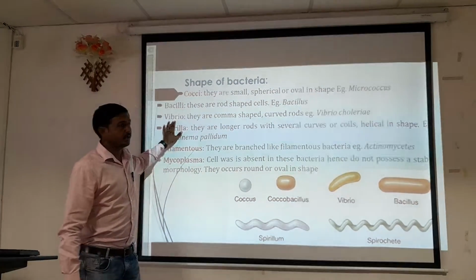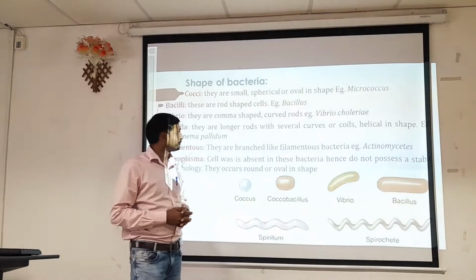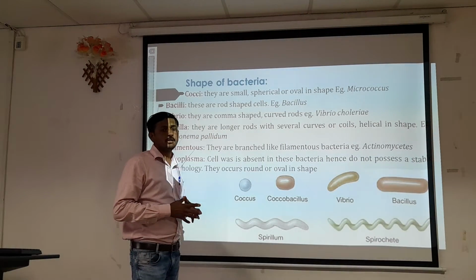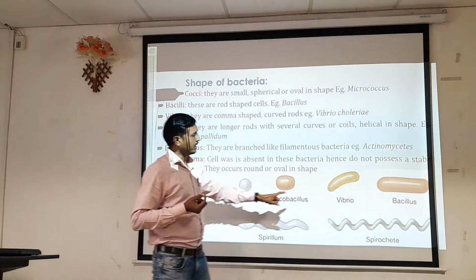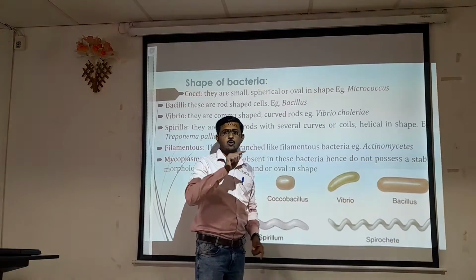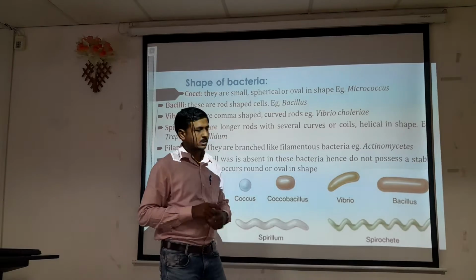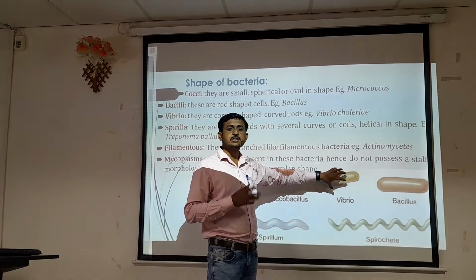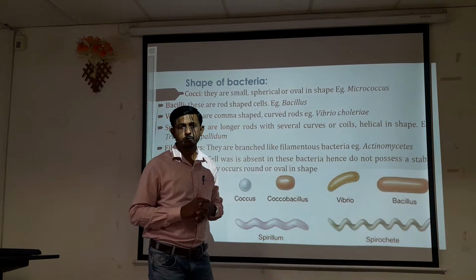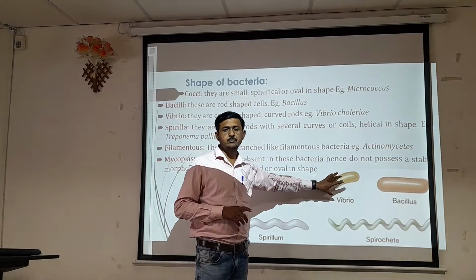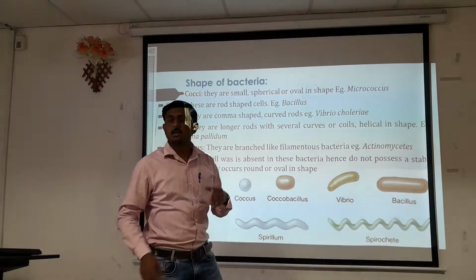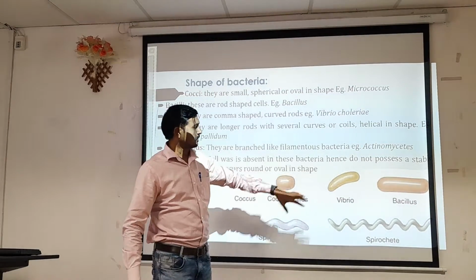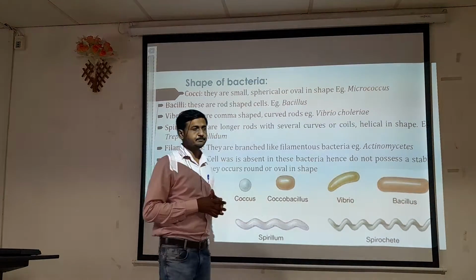Another shape of bacteria is the vibrio. They are comma shaped or curved rods. They are short rods and the structure is like a comma. So this shape is called the vibrio shape. And the typical example of the vibrio shape of bacteria is Vibrio cholerae, and it is the causative agent of cholera.